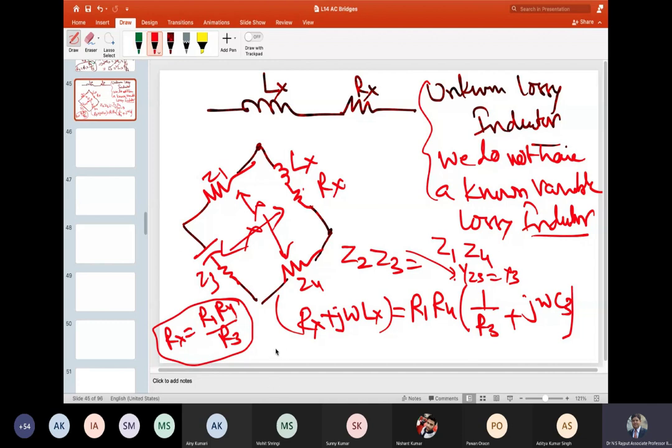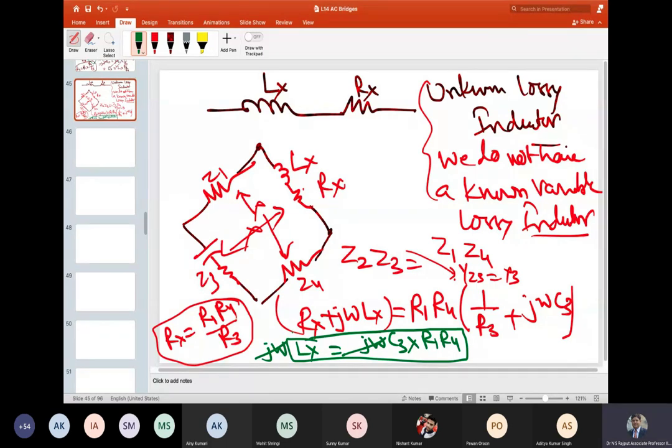The other unknown is j omega Lx is equal to j omega C3 multiplied by R1 R4, right? So j omega and j omega cancel out. So Lx is equal to, so unknown inductance is equal to known capacitance multiplied by R1 and R4.